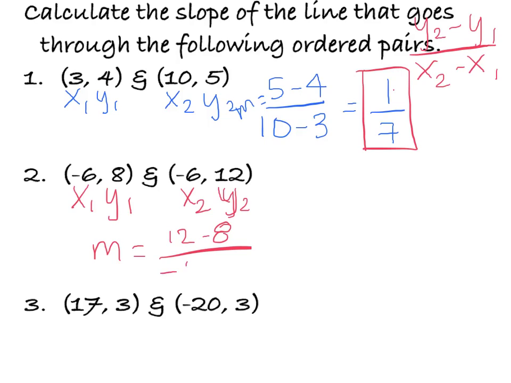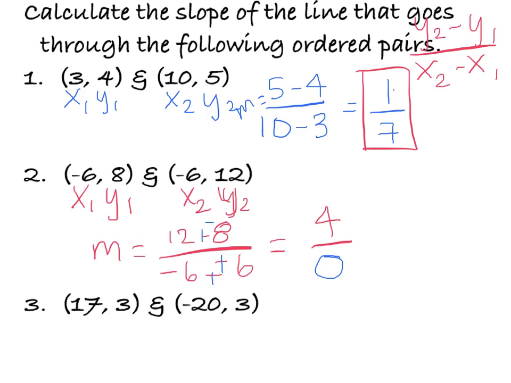That'll be negative 6 minus negative 6. Okay, if you guys remember from 7th grade, when you're subtracting, that's the same as adding the opposite. So 12 plus negative 8 is going to give me 4. And then when I'm looking at my denominator, when you're subtracting a negative, that's the same as adding a positive. That's going to give me 0.